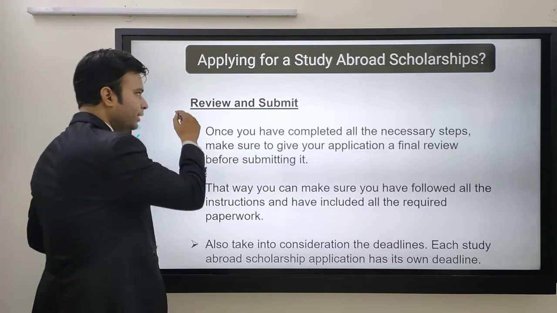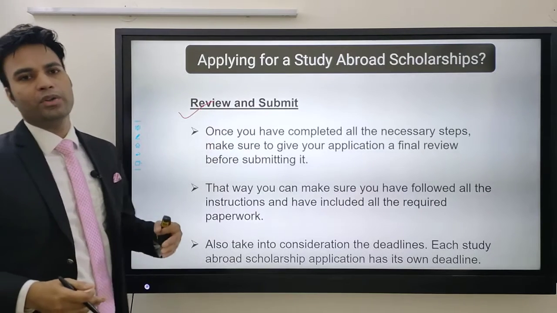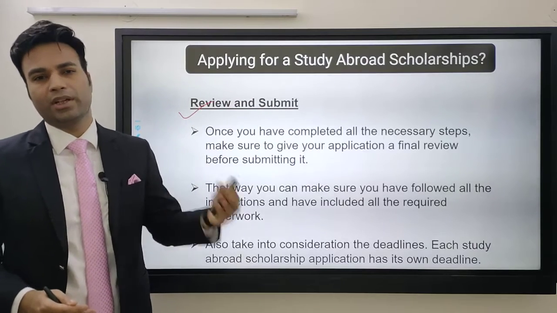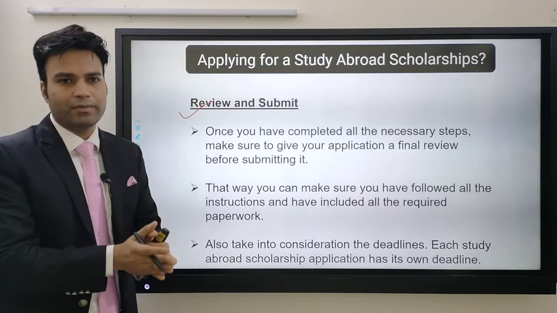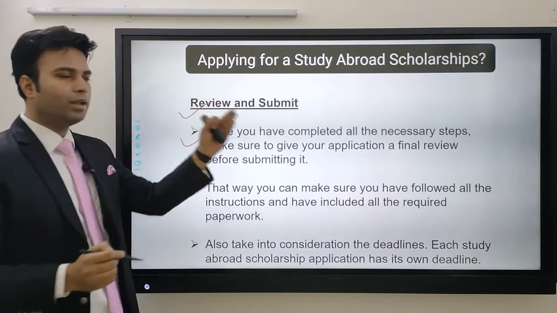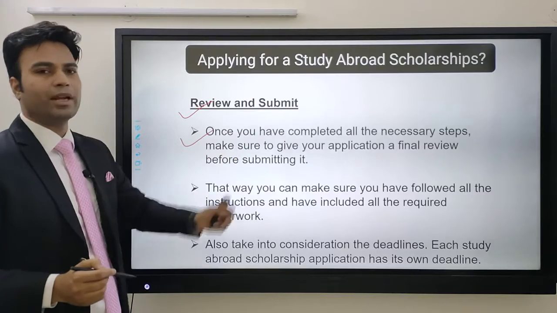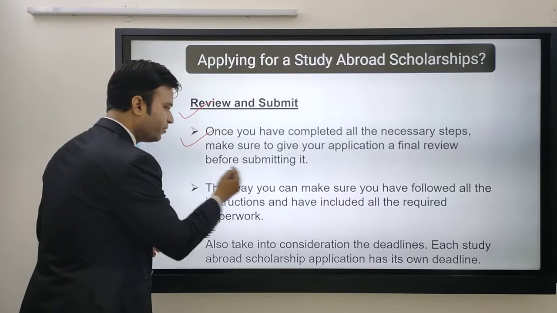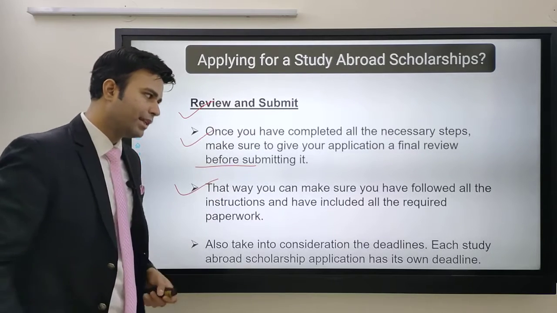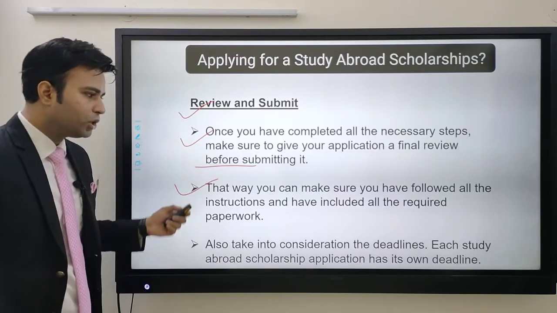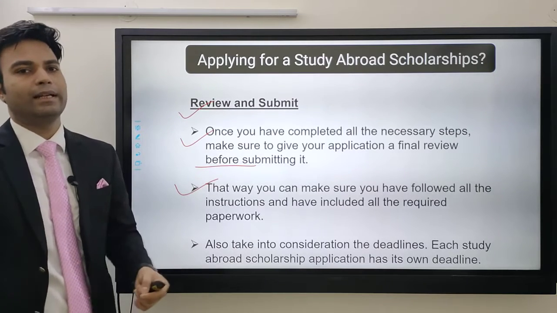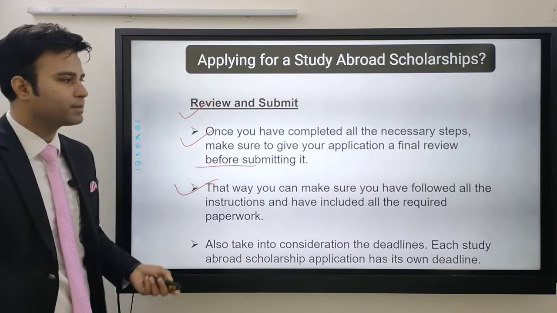So the next step is review and submit. Now you have created the list of priority scholarships, you have completed your documents. Now you need to review and submit the documents. Once you have completed all the necessary steps, make sure to give your application a final review before submitting it. That way you can make sure that you have followed all the instructions and have included all the required documents. Also make sure you are well ahead of deadlines rather than working on deadlines.